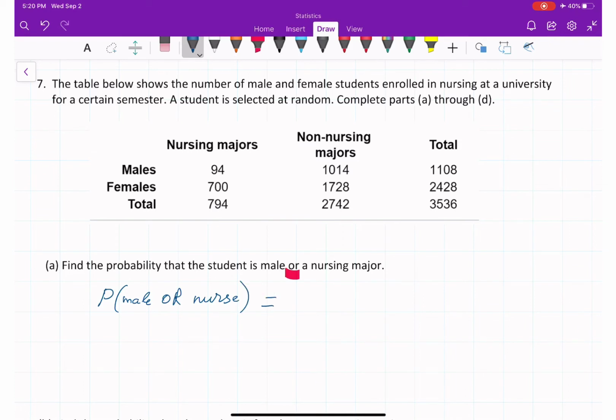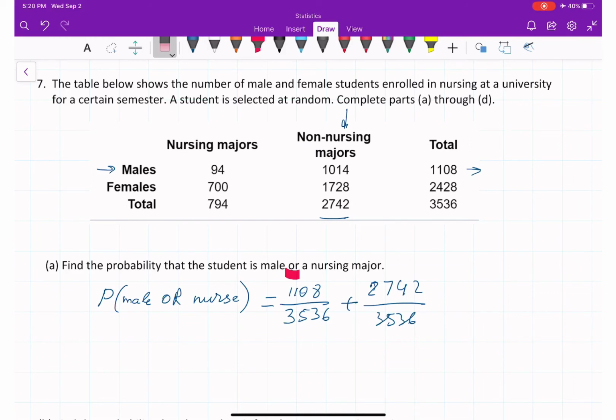Okay, where is our male? Right here. Total is how much? 1108, out of the grand total 3536, or 3536 plus nursing major. Nursing major is going vertically. Nursing major is 2742 out of the grand total 3536.